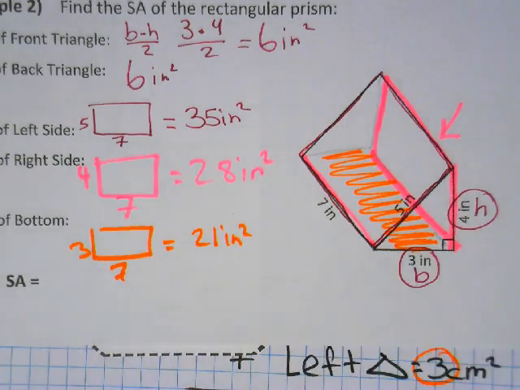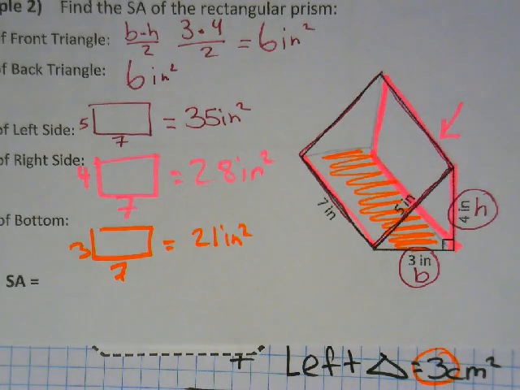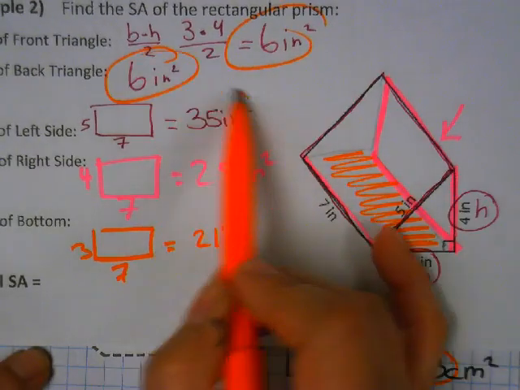Okay, do any of these rectangles match? No. The answers don't match, which means you're on a good track. If none of these numbers match, then those numbers don't match. Just the triangles match. All right, what's our last step for surface area? Add, add, add, add, add.